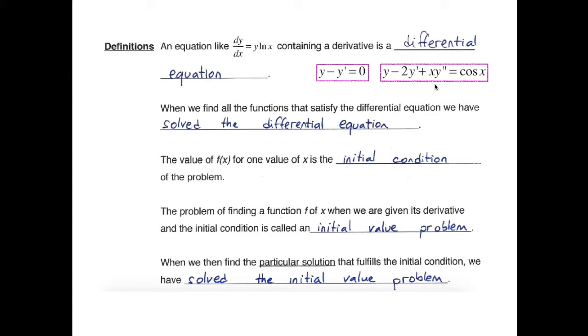The value of f of x for one value of x is the initial condition of the problem. Again, this is usually how to find the constant c. The problem of finding a function of f of x when we are given its derivative and the initial condition is called an initial value problem. And finally, when we find the particular solution that fulfills the initial condition, we have solved the initial value problem.